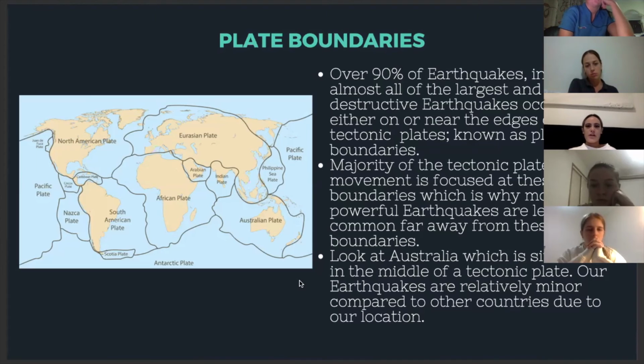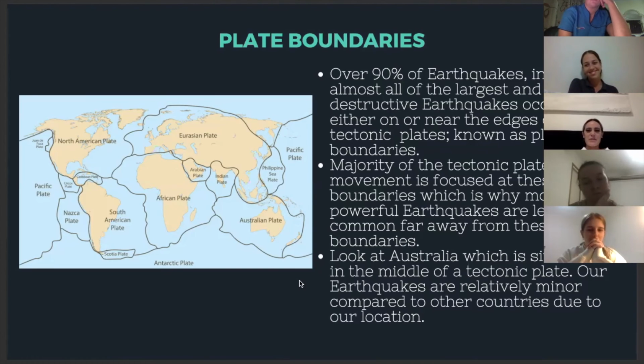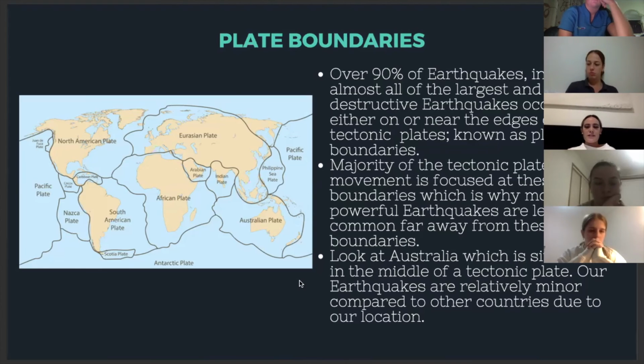So over 90% of earthquakes, including almost all of the largest and most destructive earthquakes, occur either on or near the edge of tectonic plates, known as our plate boundaries. The majority of the tectonic plates' movement is focused at these boundaries, which is why more powerful earthquakes are less common far from them. So our boundaries are obviously just the black lines, like Tamara said before.